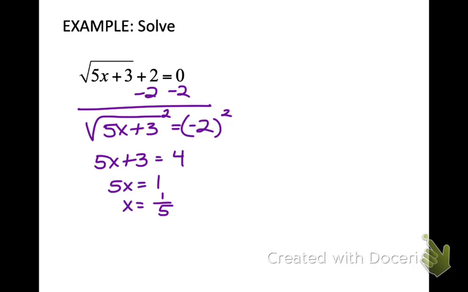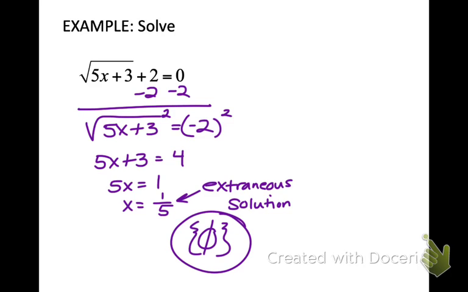Plug it back in. What's 1/5 of 5? 1, right? 1 plus 3 is 4. Square root of 4 is 2. Is 2 plus 2 0? 2 plus 2 is not 0. So that means this is an extraneous solution, which tells me that there is no solution. So in this case, I've got no solution. Okay? So check your solutions to make sure if they're extraneous or not.